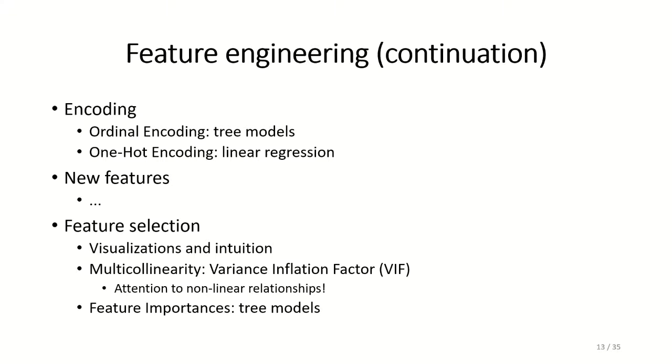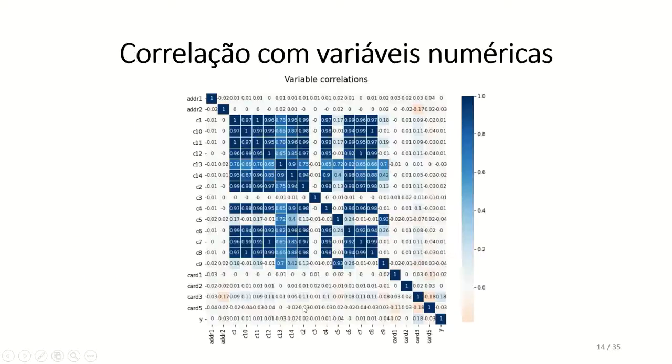About feature engineering, I did some encoding: ordinal encoding when I wanted to use tree models, and one-hot encoding for linear regression. There are some assumptions behind the reason for using different types of encoding. For feature selection, for checking multicollinearity, which is important for linear regression, I used VIF. But we need to be attentive to nonlinear relationships, also for visualization purposes. Feature importances, we can have that on tree models.